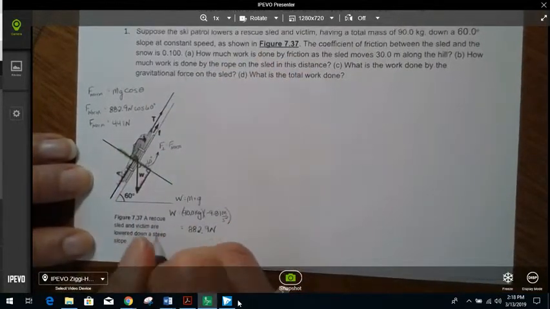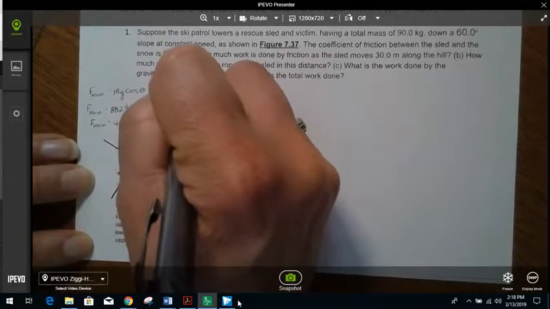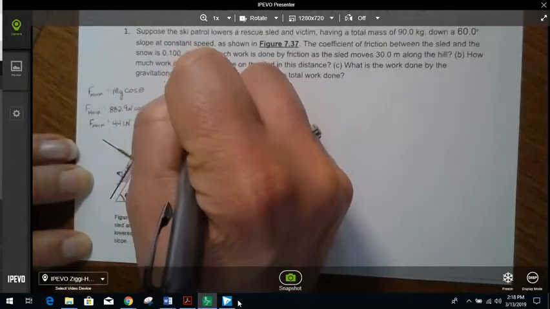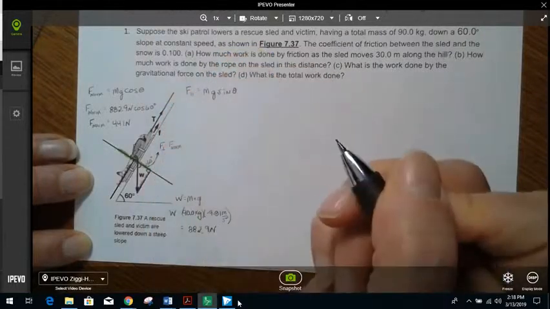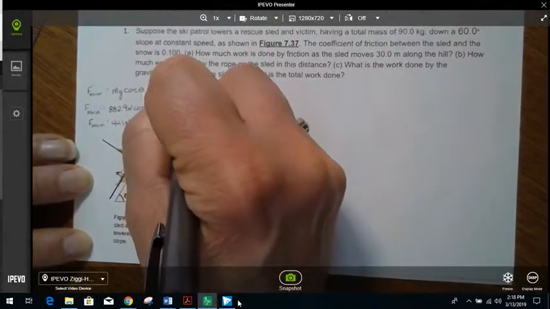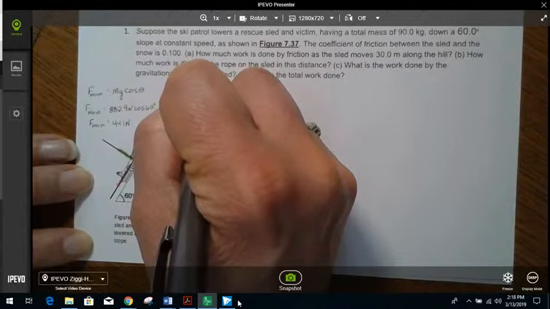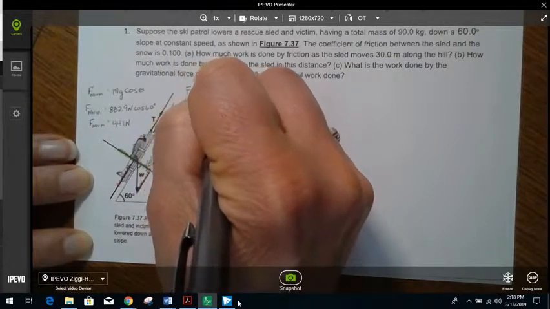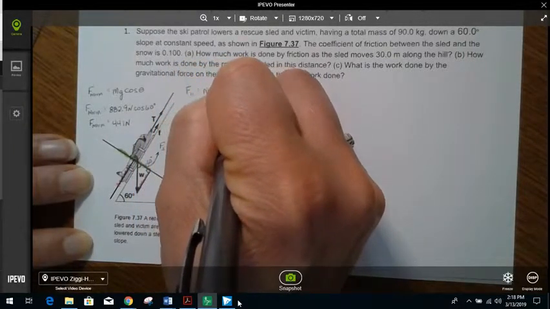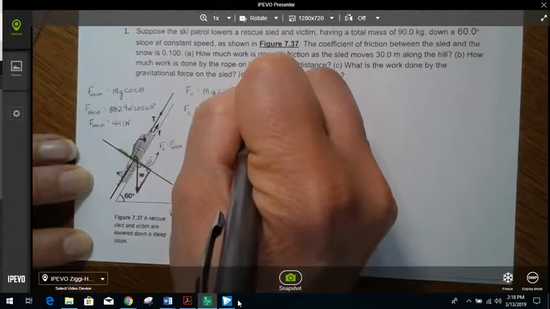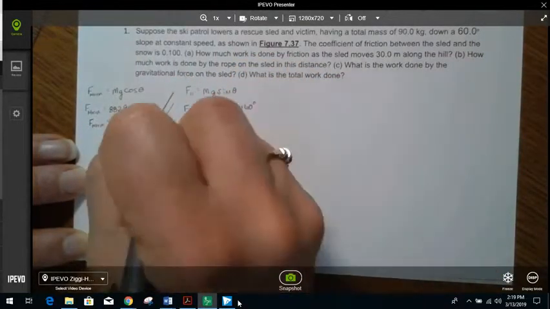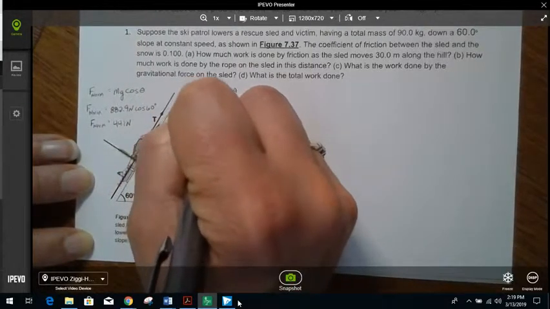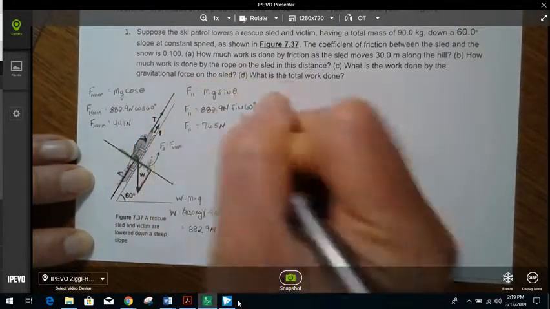So our force parallel, then, is equal to mass times gravity times the sine of theta. So our force parallel equals 882.9 newtons times the sine of 60 degrees. And our parallel force, then, is 765 newtons.